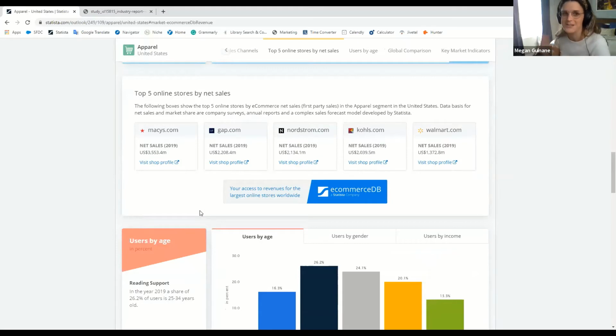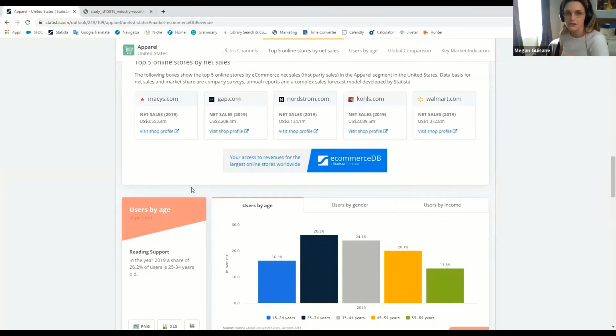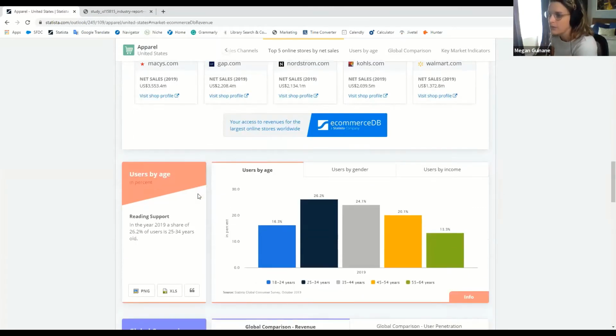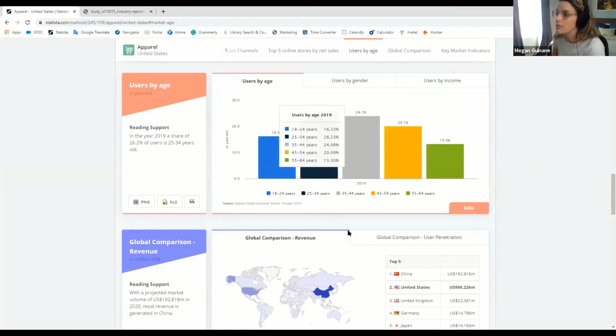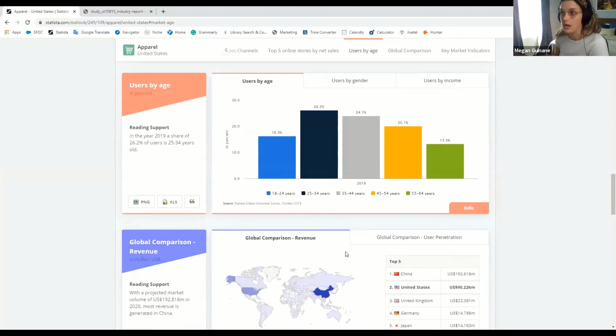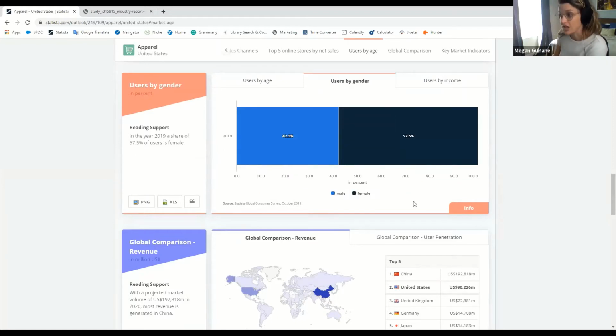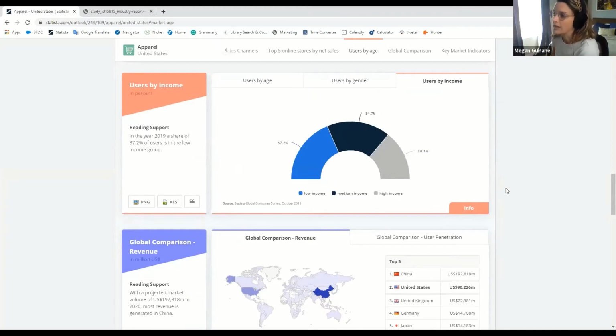I know it's not a direct comparison, but it's just good to know kind of what they're generating on their end. This is interesting. This is the demographics. So if you are putting together your marketing campaign and you don't know too much about who your target audience is, this is really helpful. This is users by age. So the people who are shopping online for apparel most is 25 to 34-year-olds. It's also segmented out by gender as well as income.